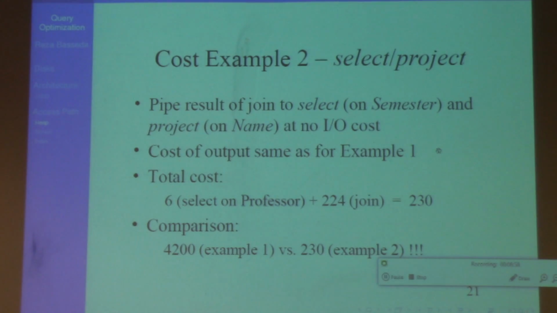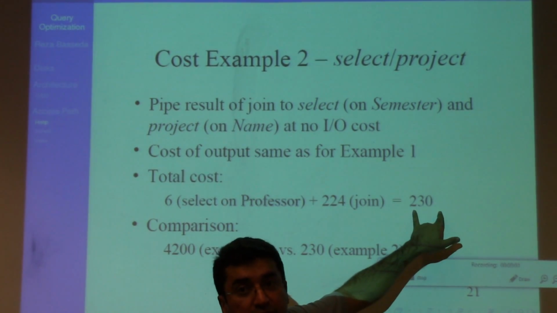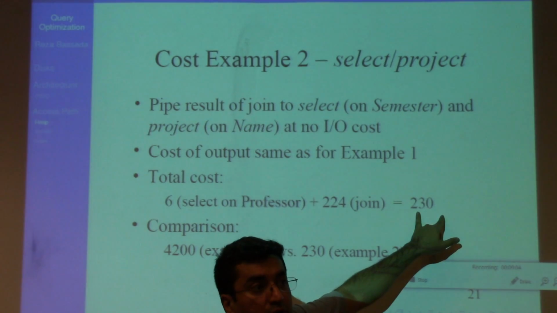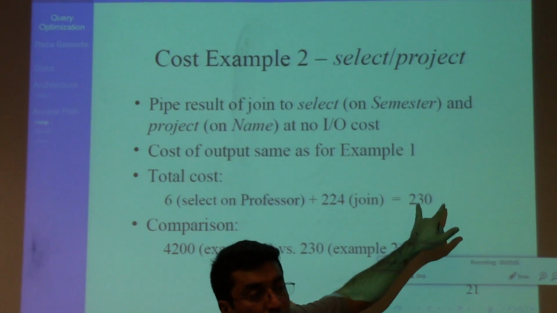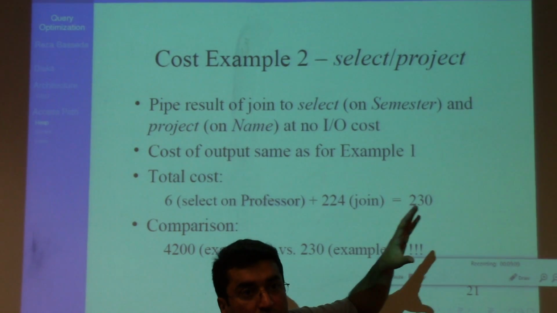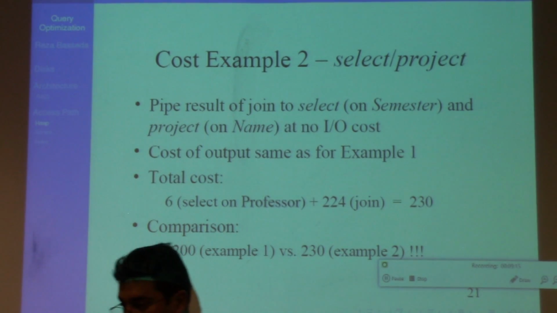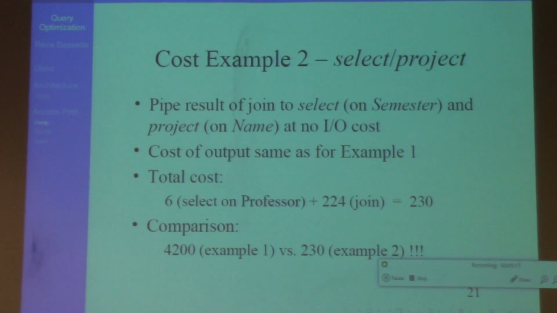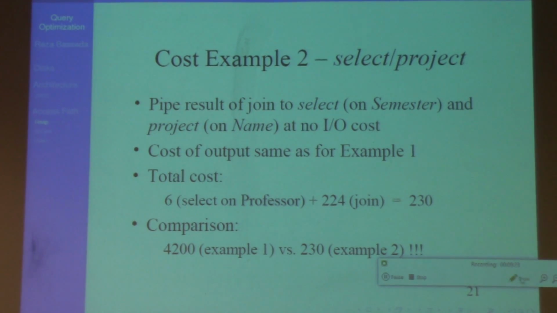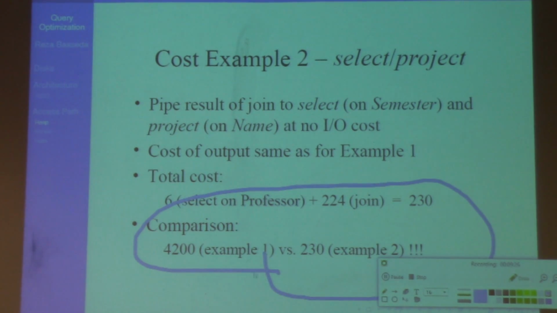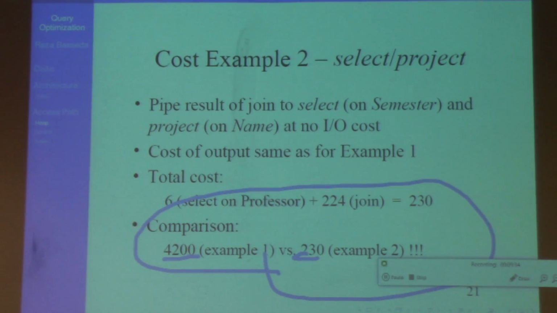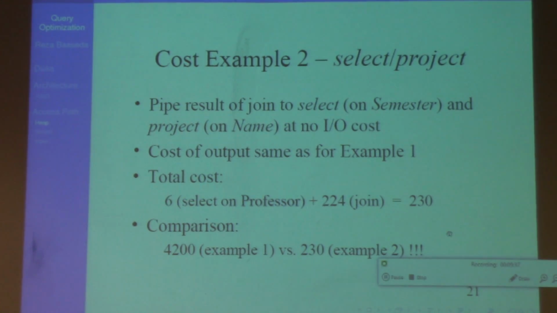So what is the cost? 230. What is the difference? We got from 4,200, the best case of using pipeline with that execution plan, to 230. Can I do better? Can I do better? This is the comparison from 4,200 to 230. Okay.